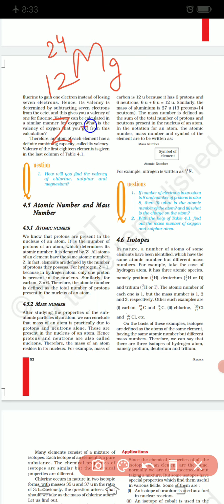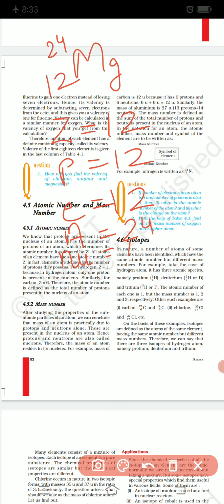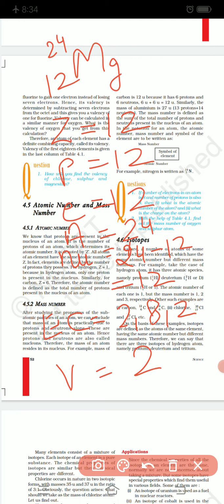Let's calculate Z. Atomic number for magnesium will be 12, number of protons will be the same, 12, number of electrons will be the same, 12. Neutrons, how do we calculate neutrons? First of all calculate mass number. We know that it is double the atomic number. In case of magnesium it is 24, so neutrons will be 24 minus 12, that is 12. Then write electronic configuration. For magnesium atomic number is 12, configuration will be 2, 8 and 2. Then write valency, it will be 2. That's how you will do other cases also.